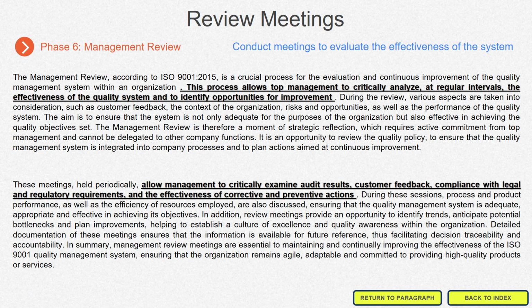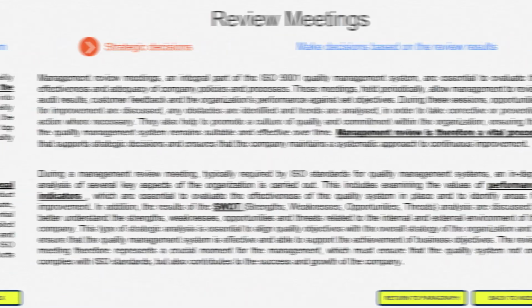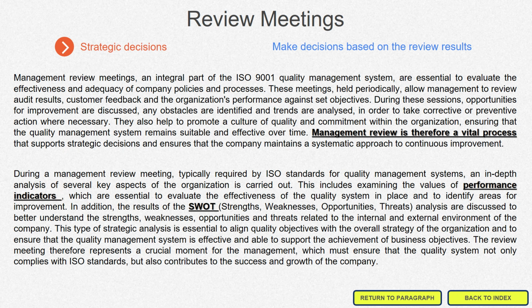Conduct management review meetings to evaluate the quality system's effectiveness. Analyze various aspects such as customer feedback, risks, and performance to ensure the system remains adequate and integrated into company processes. Use review meetings to make strategic decisions based on performance indicators and SWOT analysis. This ensures the quality system aligns with business objectives and supports continuous improvement.